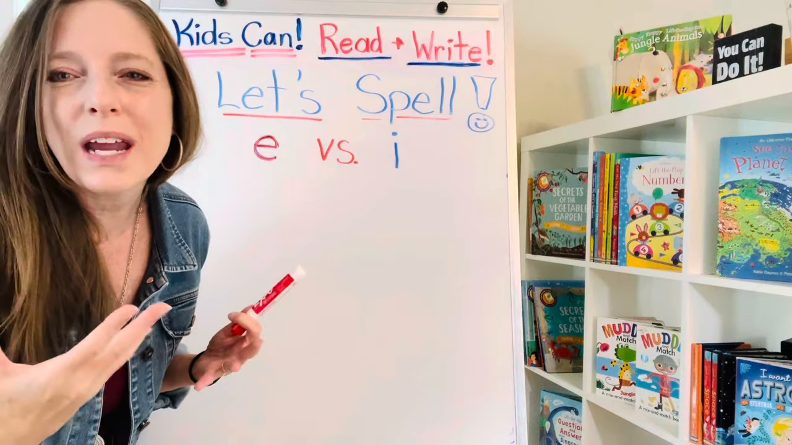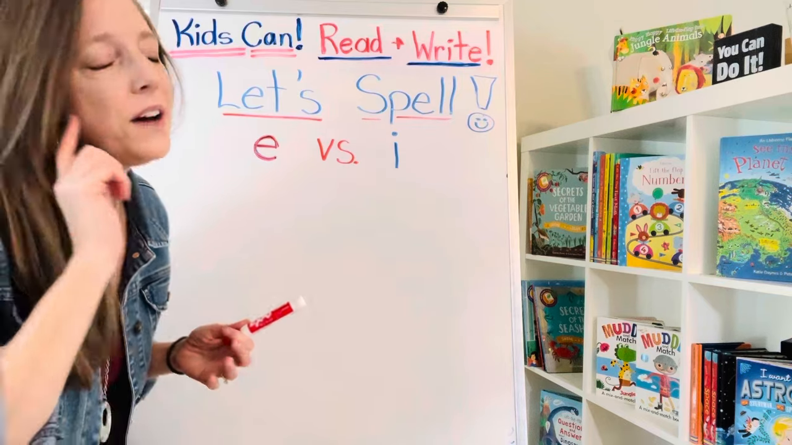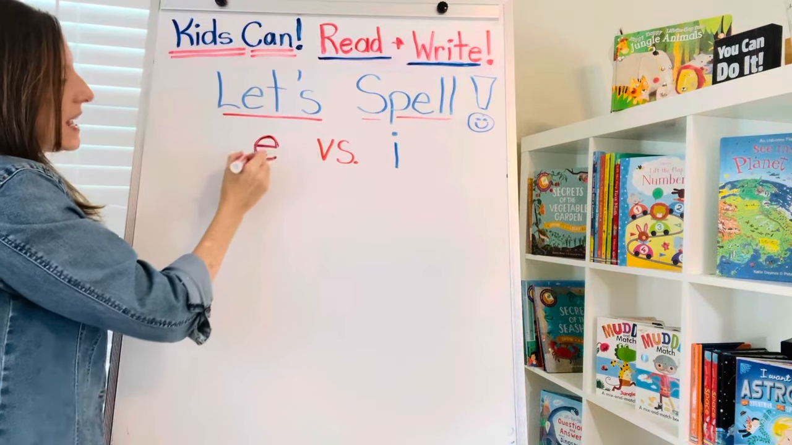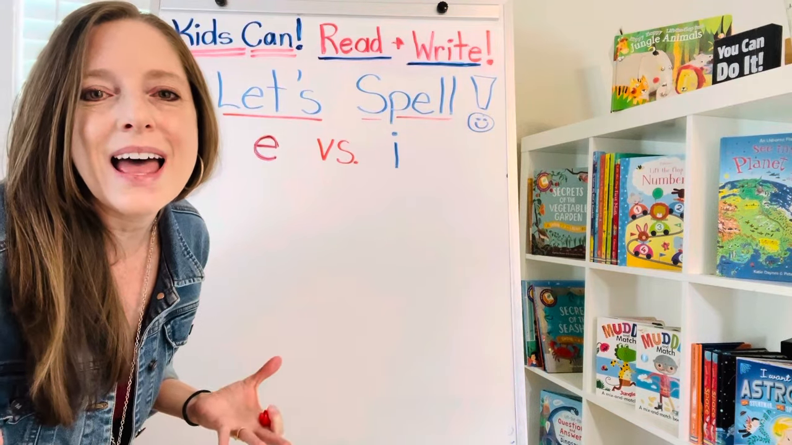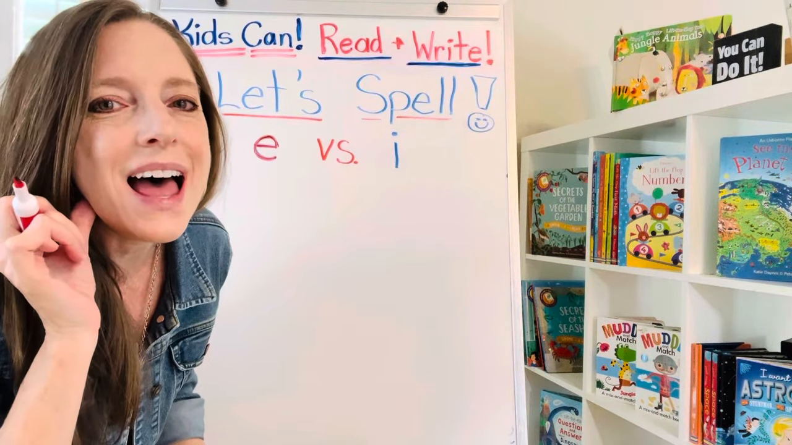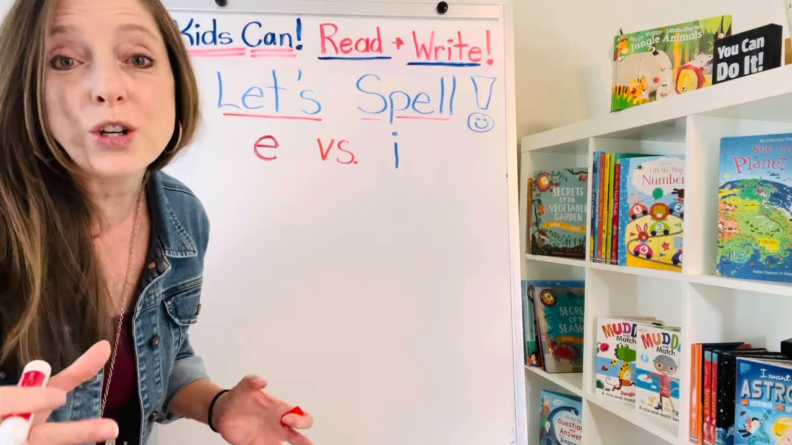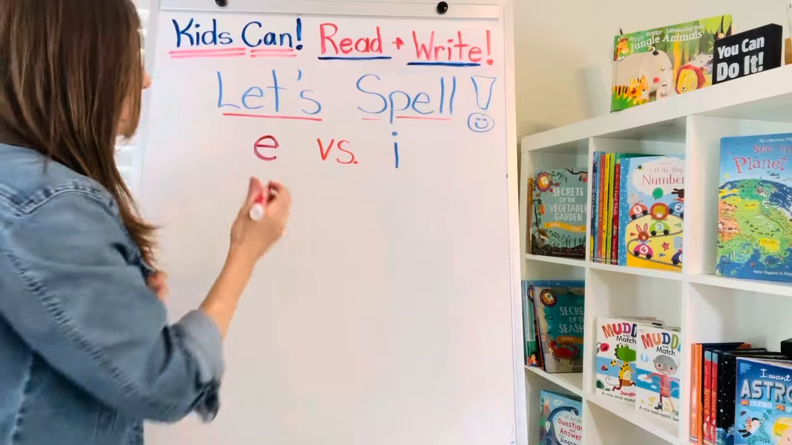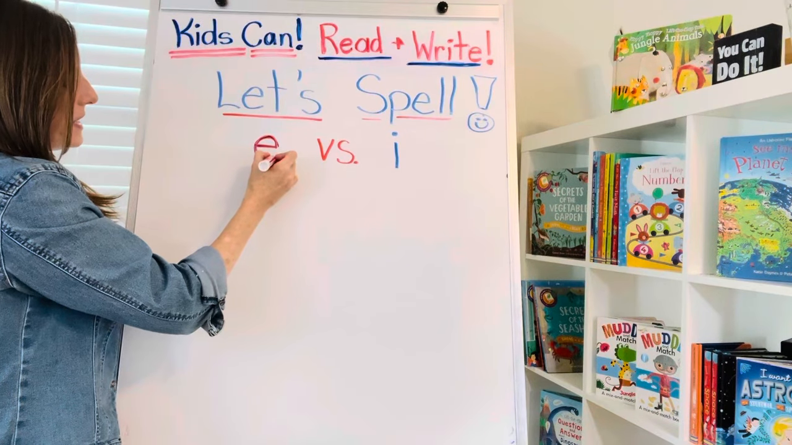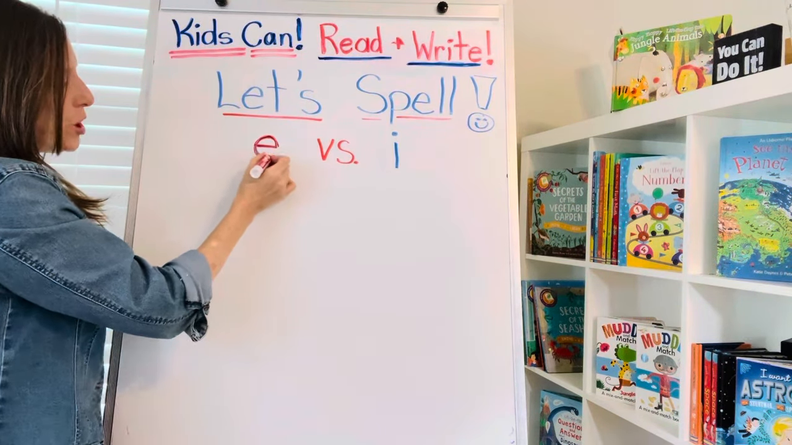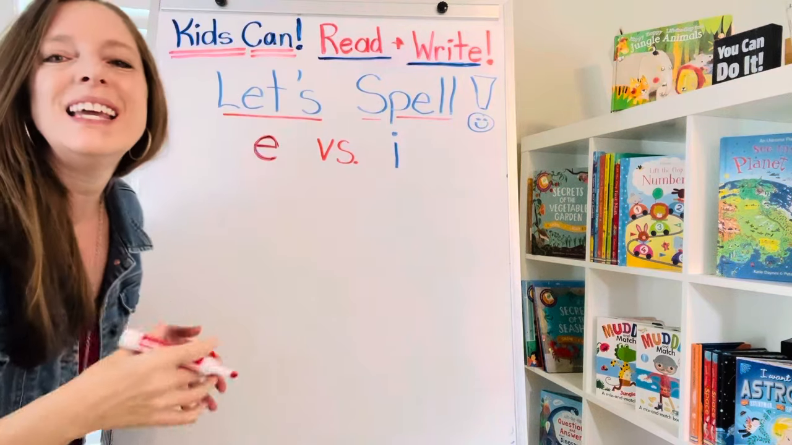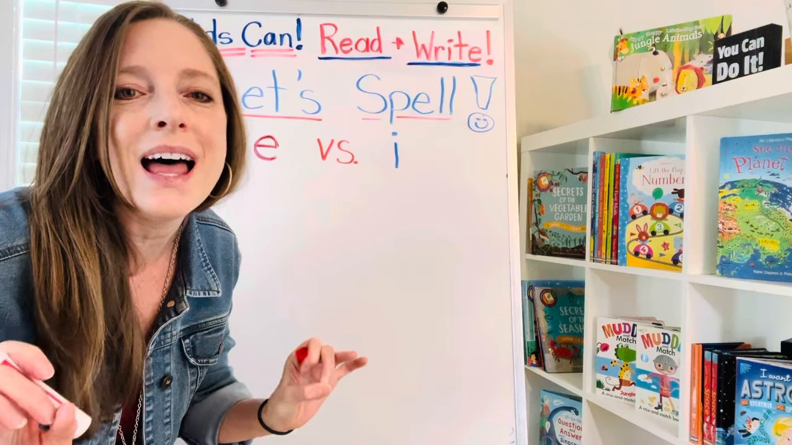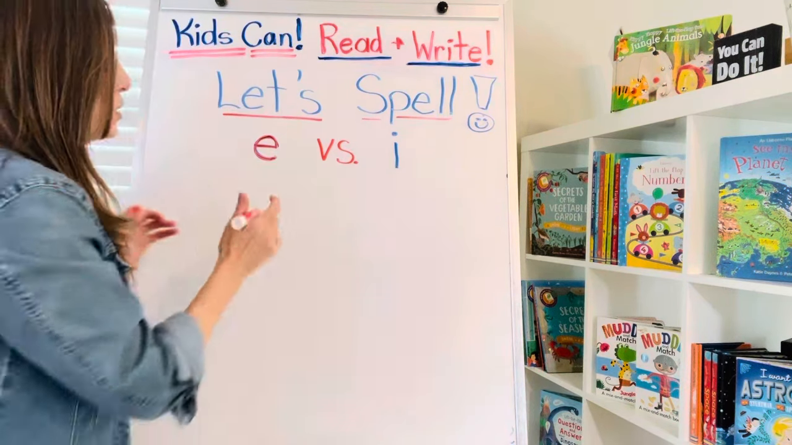Now, if you can't really tell what I'm saying, think of an egg that just got cracked. Say the word egg and hear that eh at the beginning. Make sure you're not saying ig. Make sure it's eh. Or you could think of this as like the elephant's trunk, right? The E is the eh sound for elephant, okay? So that's really important.